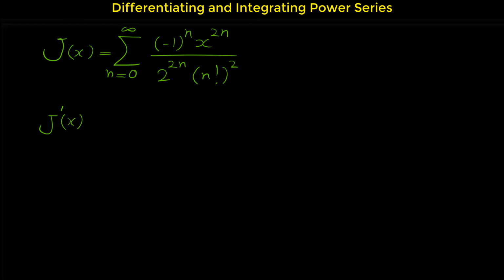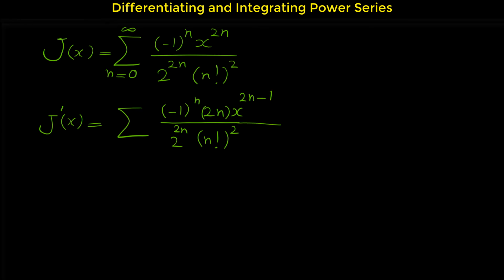j prime of x is the sum. First we write the constants, the coefficients, 2 to the 2n times n factorial to the 2. And we have to differentiate only x to the 2n. The derivative of x to the 2n is 2n. We bring the power down and we subtract the power by 1, giving x to the power of 2n minus 1. And n goes from 1 to infinity.